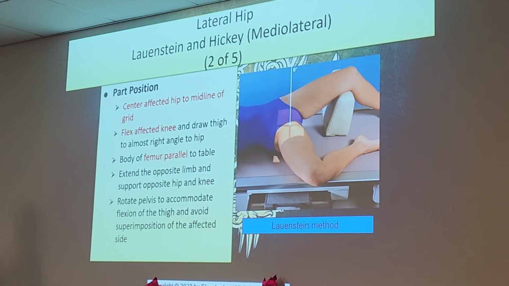The femur will be considered parallel to the table. Yes, the body of the femur. Just think like the femur is a line, and the table is a line. It's a parallel line. You know, parallel versus perpendicular.